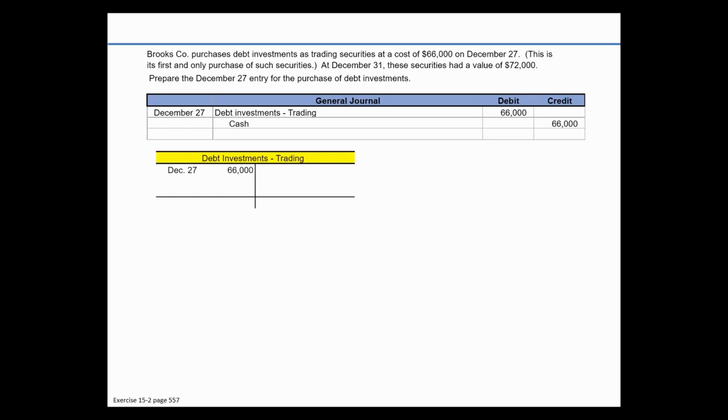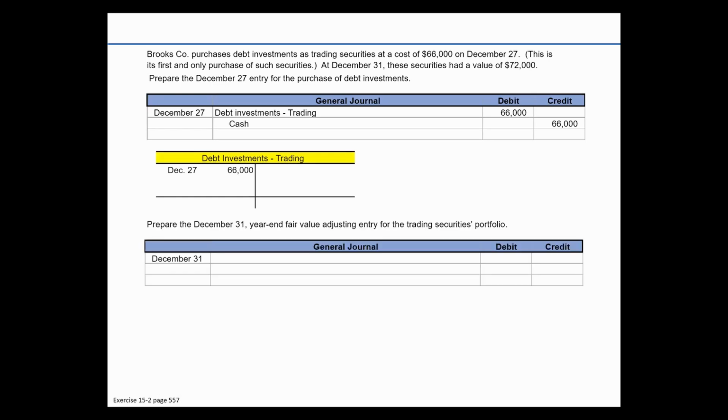So you have debt investments trading in the amount of $66,000 debit, and then a credit to cash in the amount of $66,000. And the reason for this is because we need to record an increase in our assets in terms of the debt instruments trading, and then we need to record the associated decrease in cash because we're paying cash out to purchase these securities. So we see then that we should have a debit balance in the debt investments trading in the amount of $66,000. So they purchased this within a year.